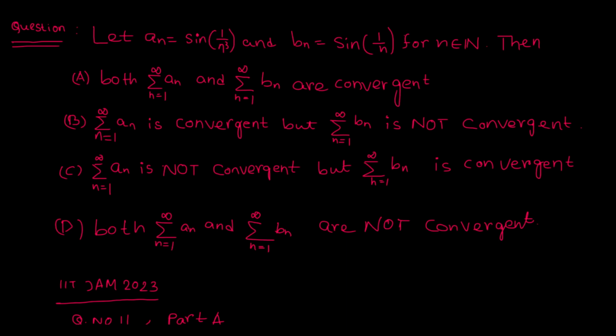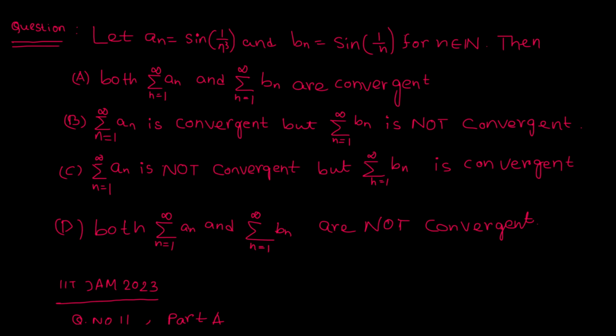ओके, चलिए क्वेश्चन को एक बार पढ़ लेता हूँ। क्वेश्चन है, लेट a_n equals to sine of 1/n cube and b_n equals to sine of 1/n for all n belongs to set of natural number.